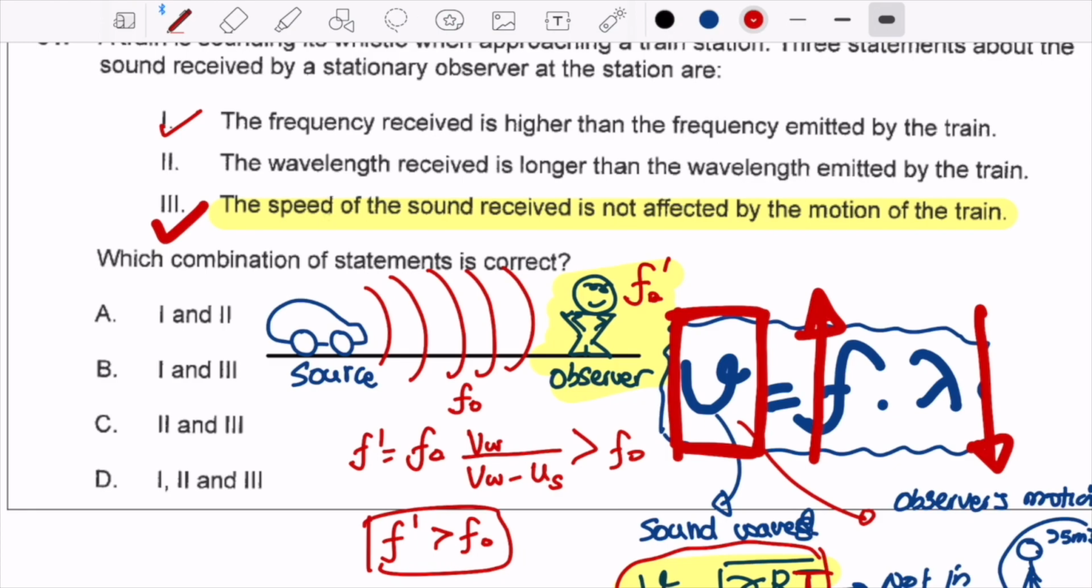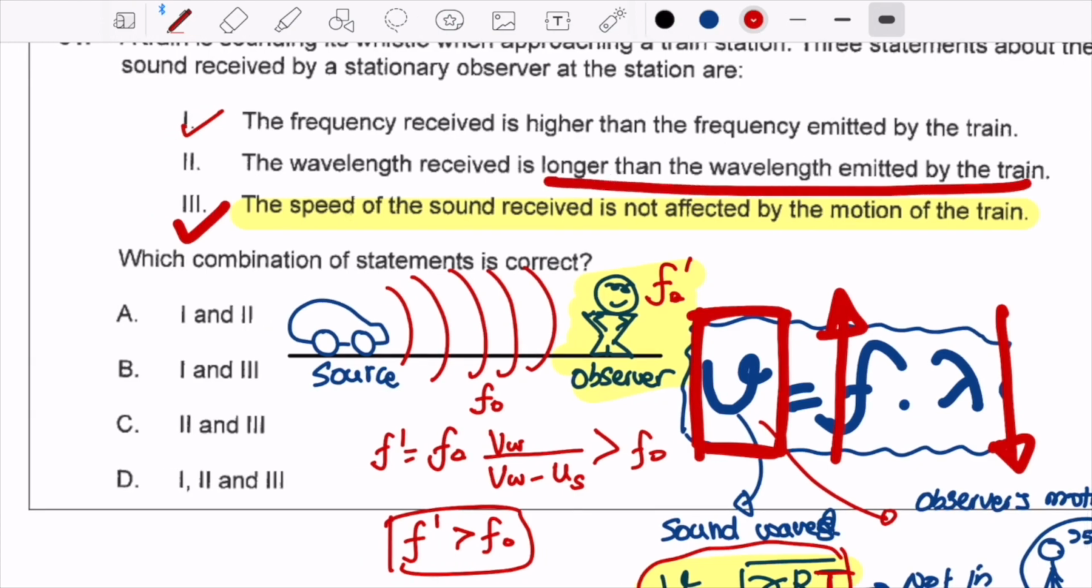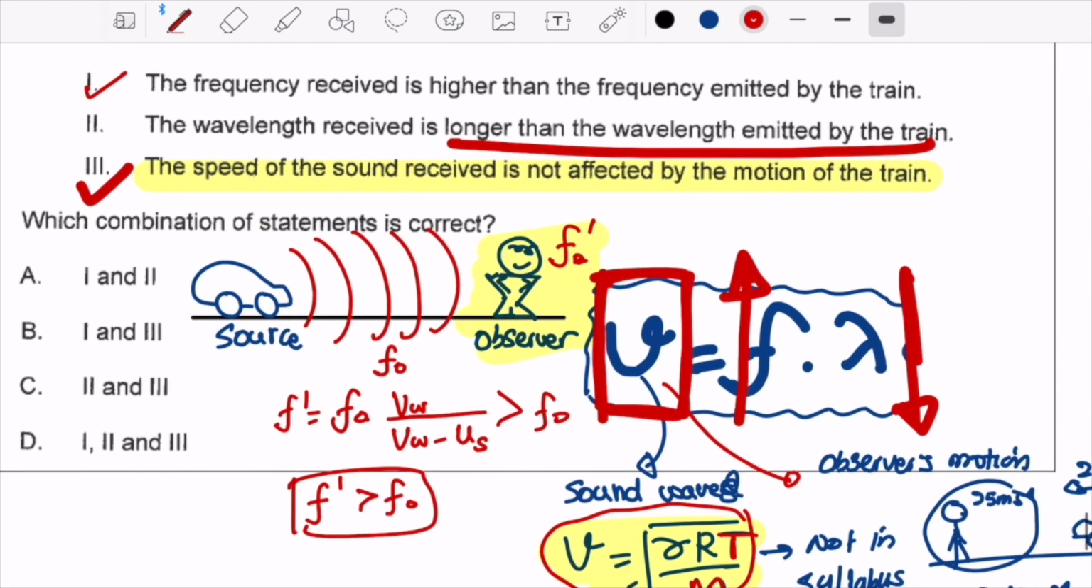Now the second one: wavelength received is longer than the wavelength. Oh no, wavelength is decreasing, right? No, it's not longer, it's changing but decreasing, not longer. It should have been shorter. So this is wrong, these two are right.